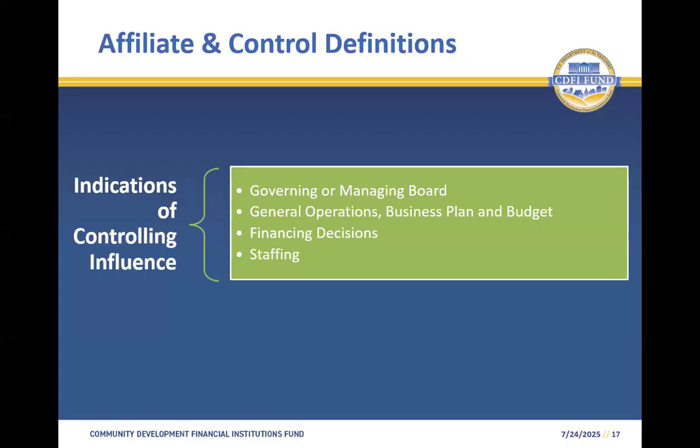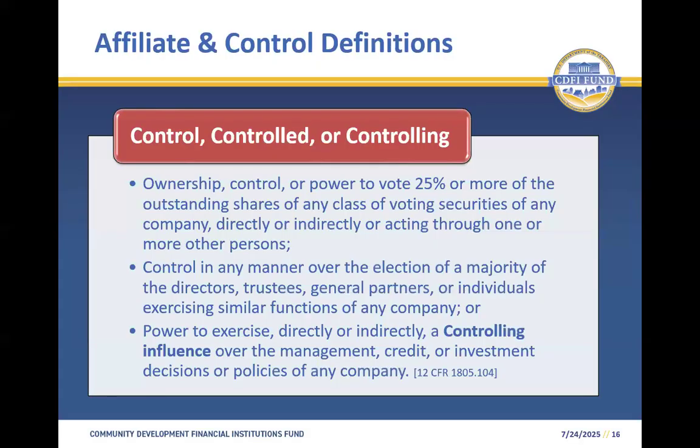Dynamic number 4 relates to staffing. If an entity's staffing is provided by an affiliate, either through contract or in fact, that may constitute a controlling influence over the management of that entity. So these are 4 dynamics that relate to this term within the third condition of control: controlling influence over the management, credit, or investment decisions of or the policies of a company.